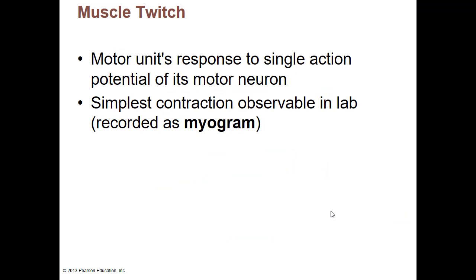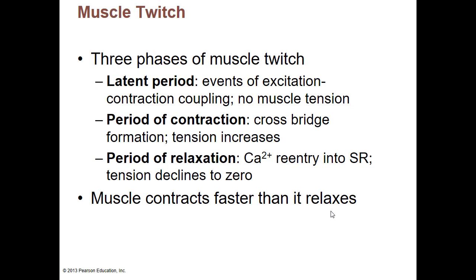And so a twitch is a muscle contraction, but we don't visually see it. For us to see it, we have to observe it in a lab. We use something that's called a myogram. It's just a record of your muscle, so that we can actually see that there is something happening inside your muscle.